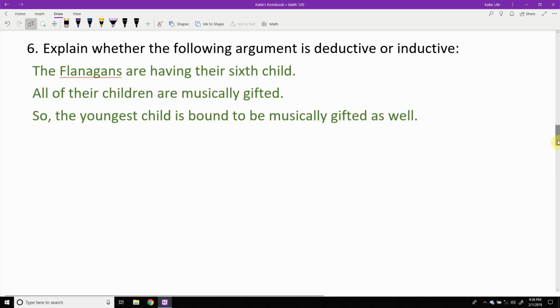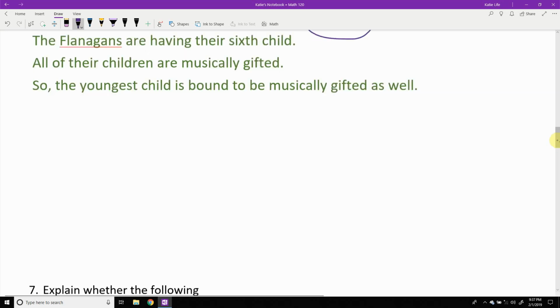We have very general beginning statements. The Flanagans are having their 6th kid. All their children are musically gifted. Now we're leading to the specific conclusion that the youngest child, the child they're about to have, the 6th child, is bound to be musically gifted as well, right? General statements leading to a very specific conclusion. The youngest kid is going to be musically gifted too. So I would say that this is a deductive argument.